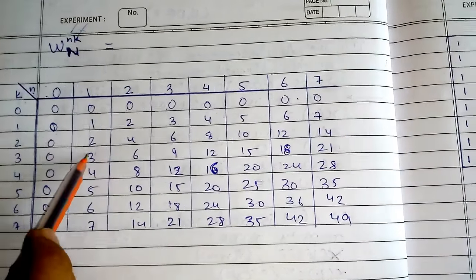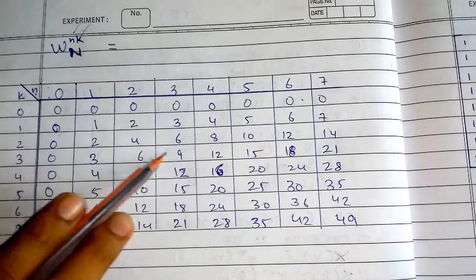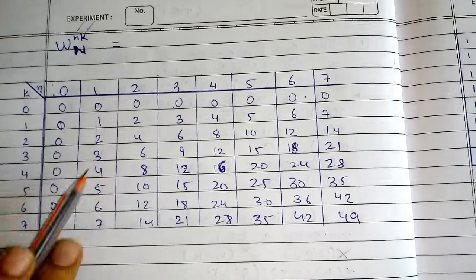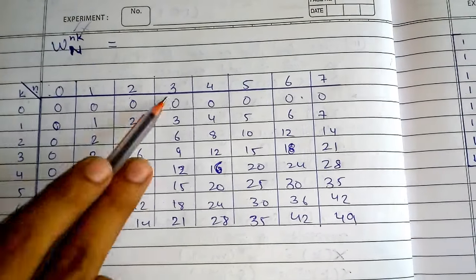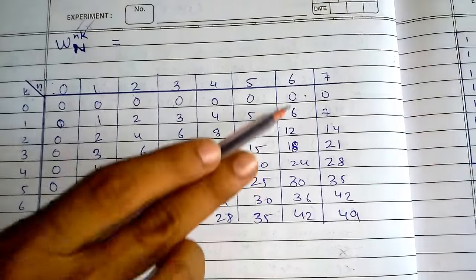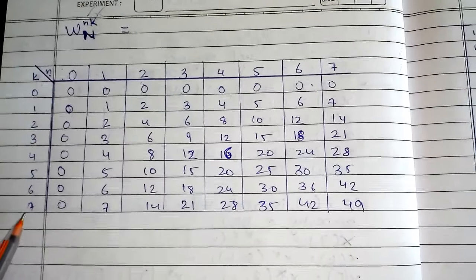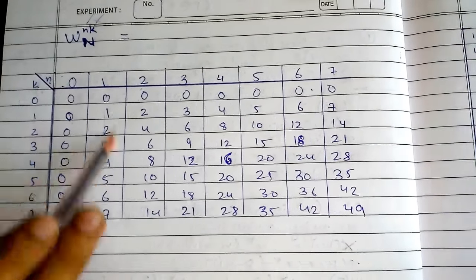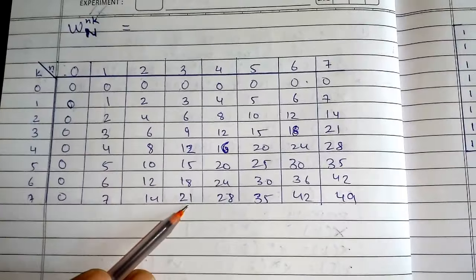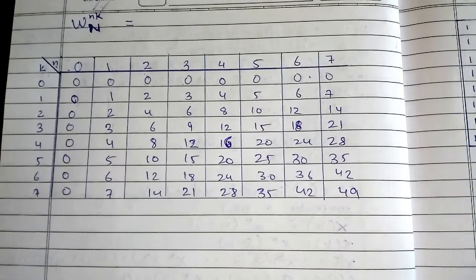So you will have 2 into 1, 2, 2 into 2, 4, 2 into 3, 6, 2 into 7, 14. You will have 5 into 1 is 5, 5 into 2, 5 into 3, 5 into 4, 5 into 5, 5 into 6, 5 into 7. Similarly, lastly we will have 7 into 0, which is 0, 7 into 1, 7 into 2, 7 into 3, 7 into 4, 7 into 5, 7 into 6, and 7 into 7.